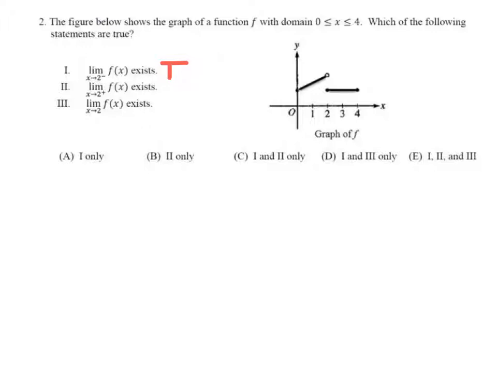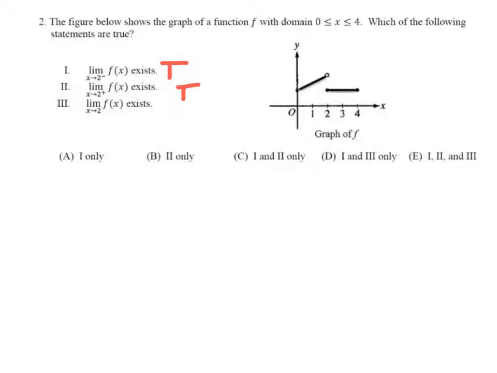Second statement. If you approach 2 from the right, the limit also exists. Well, let's approach 2 from the right. The y value is getting closer and closer to whatever this number is here. We don't know because there's no scale on the y-axis, but certainly it's getting closer to something, so that's true.